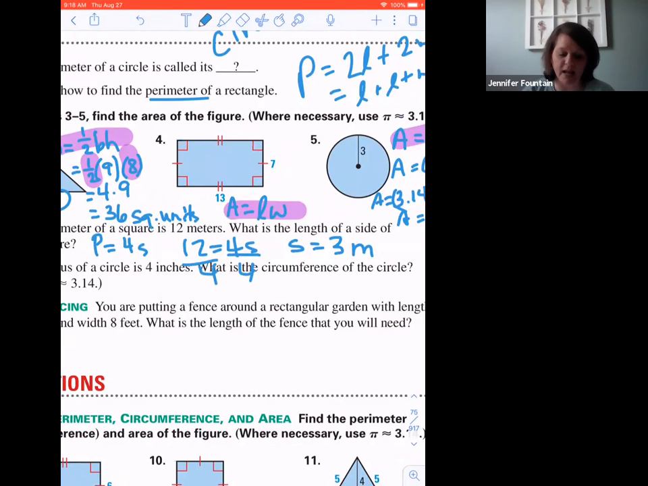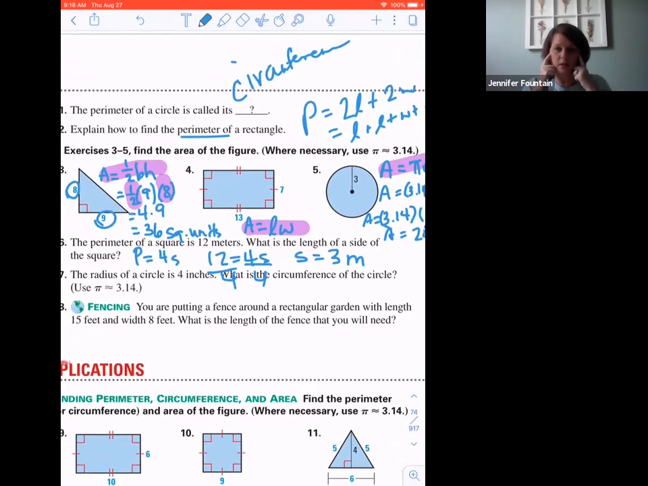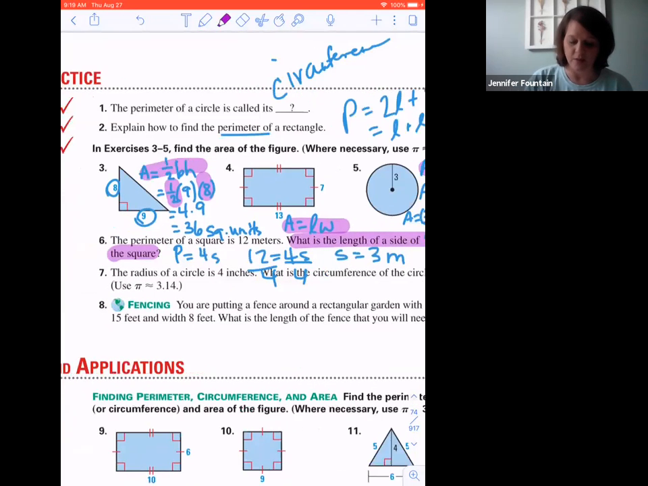Again, I have to know my formula. They've given me one piece of information to plug in, so I have to solve for the unknown. And remember what my question says, what is the length of a side of the square? We found that it was 3.